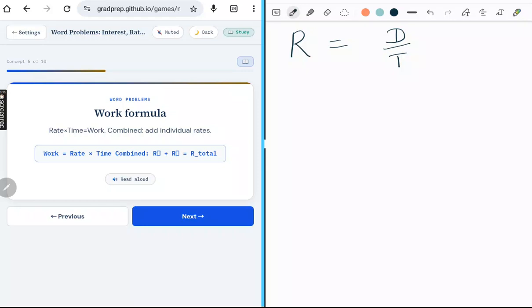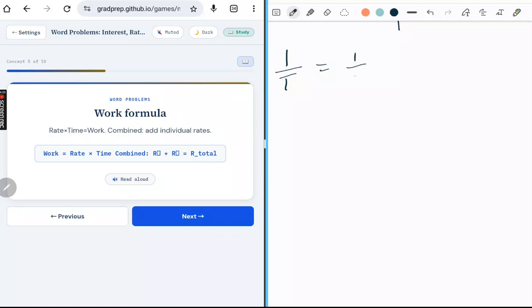Work formula. I think there is some mistake here, a coding issue. But remember that rate times time is work. Okay? Rate times time is work. So this is the general formula for work, the most interesting one, the most popular one. 1 over t is 1 over a plus 1 over b plus 1 over c plus 1 over d down to infinity.